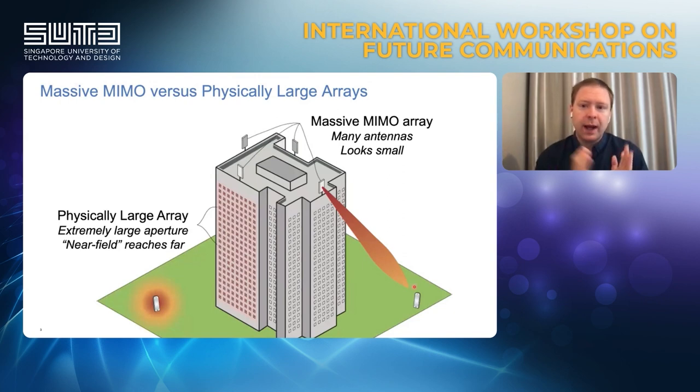But what I will focus on in this talk is what might happen if we make the antenna arrays much larger. For example, if we spread out antennas over the entire building side here. In this case, the array will be large. It will have a large aperture. It will fill up a large portion of your field of view. So as a user, it might then fill up a large angular area.